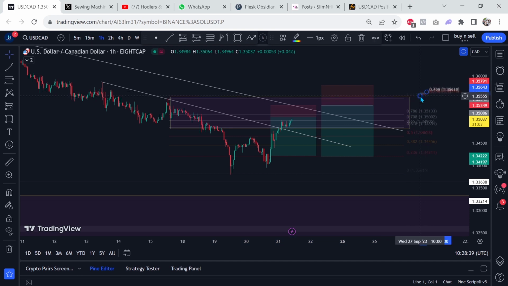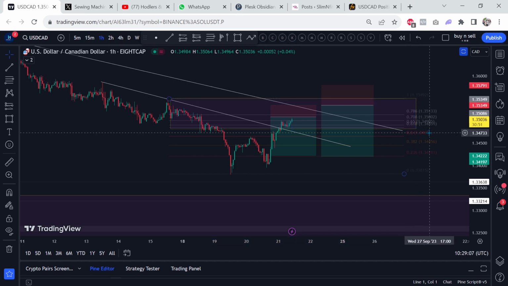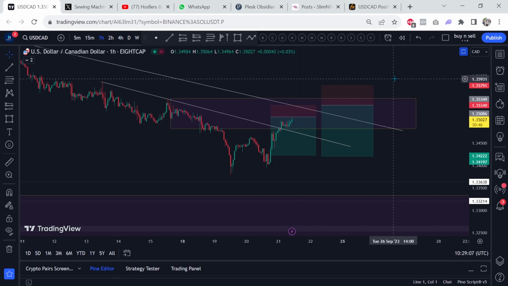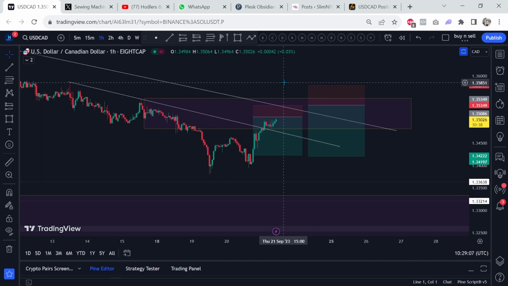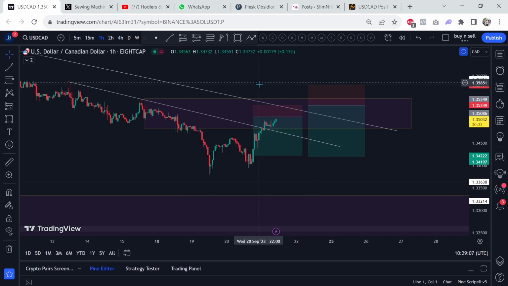Usually I would even bring it somewhere around here, which is what is informing my first entry. And then I'm looking at being totally invalidated if I bring it all the way up from the highs to the lows. I'm risking 1% per each trade right now. If price hits my second stop loss, I know that, okay, I was totally wrong, and the direction of the trend is going to continue upwards.